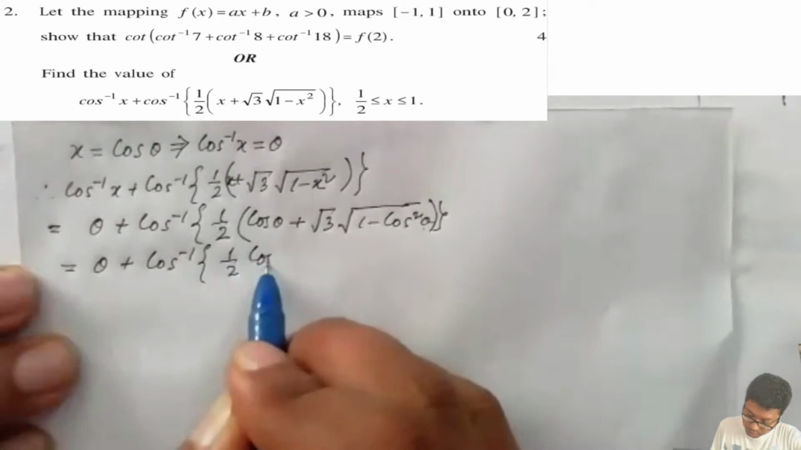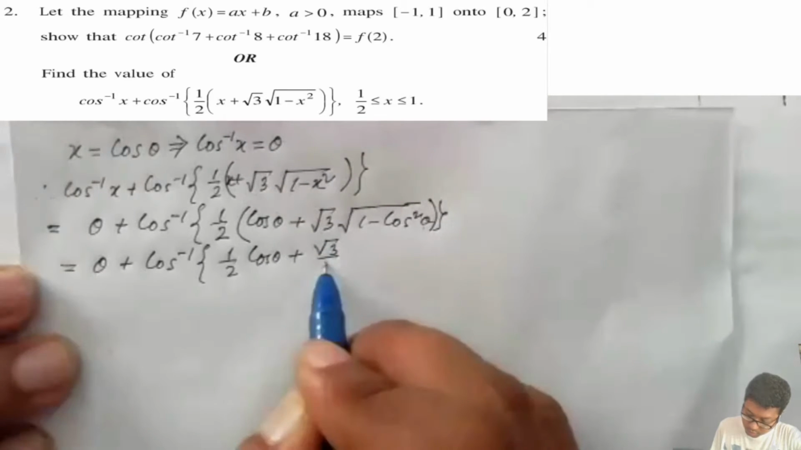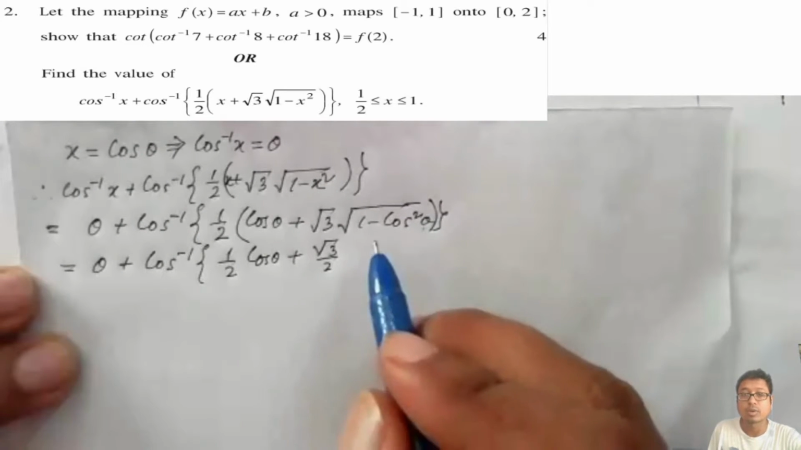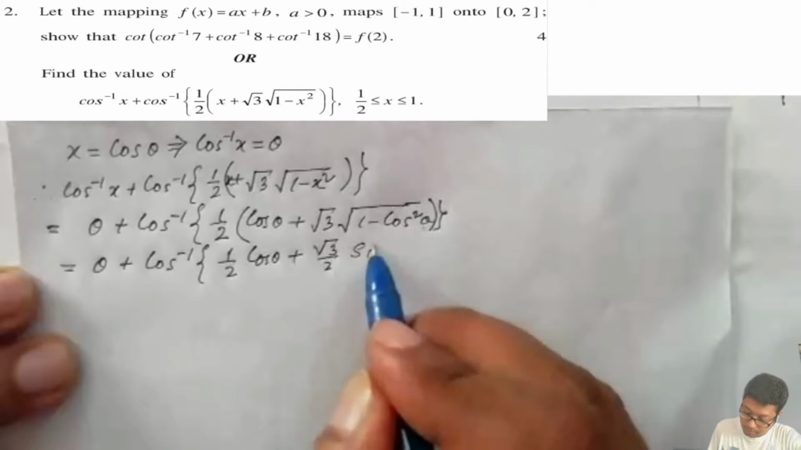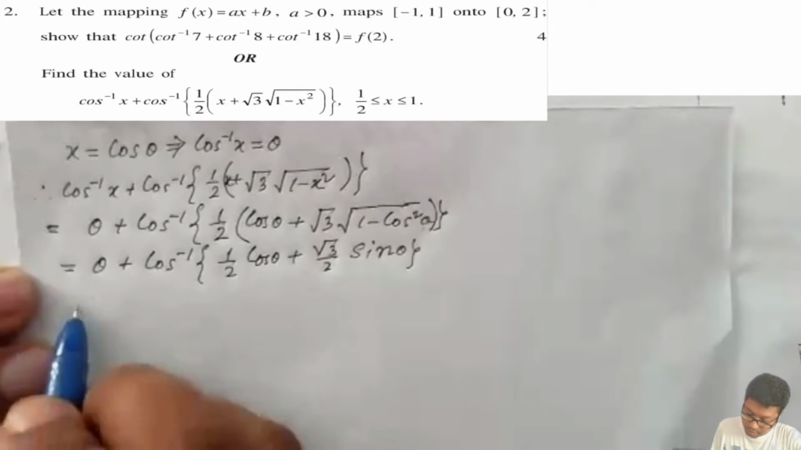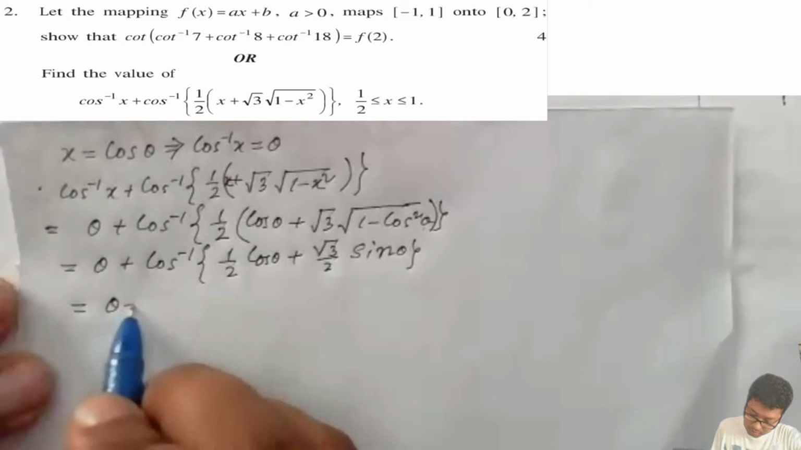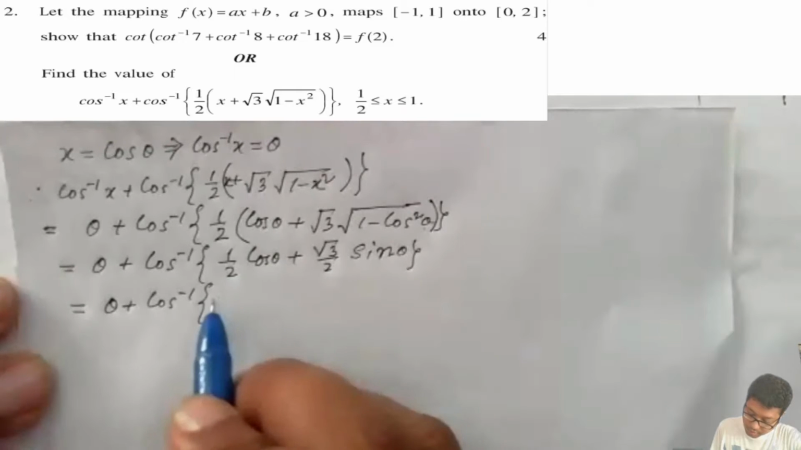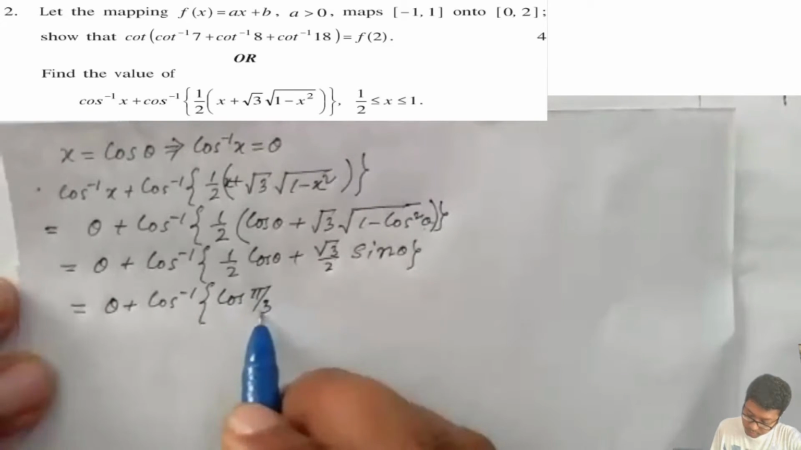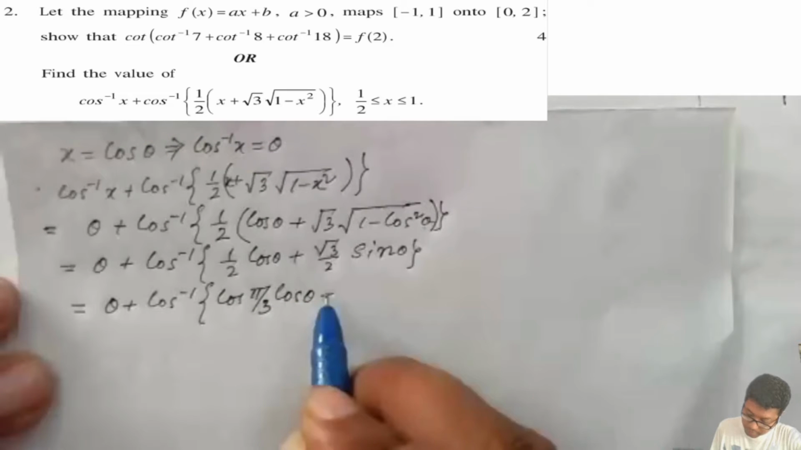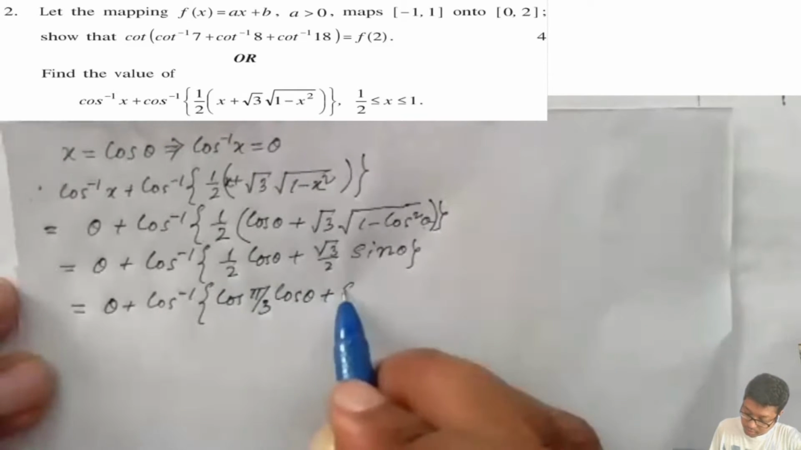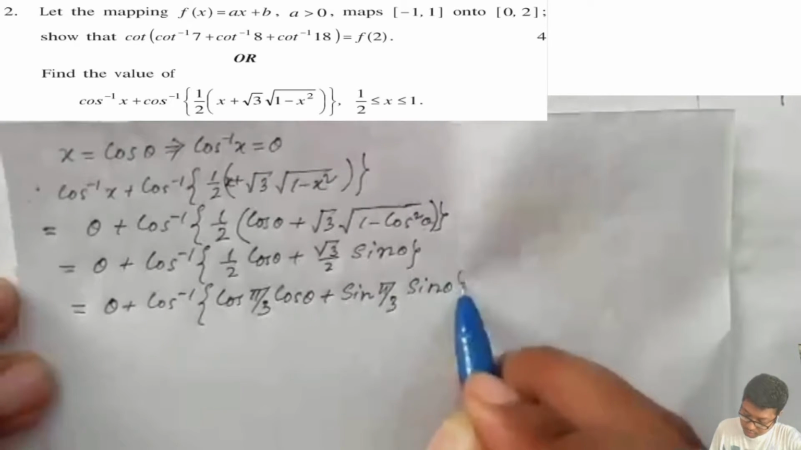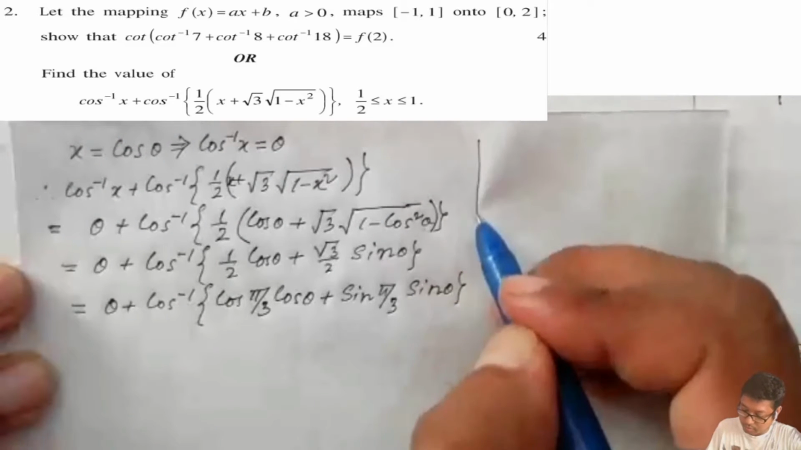So this is equal to theta plus cos inverse of half into cos theta plus root 3 by 2, and 1 minus cos square theta is sin square theta, and the square root of sin square theta is sin theta. So this is equal to theta plus cos inverse of, in place of half I can write cos of pi by 3 cos theta, and root 3 by 2 I can write sine of pi by 3 sine theta.